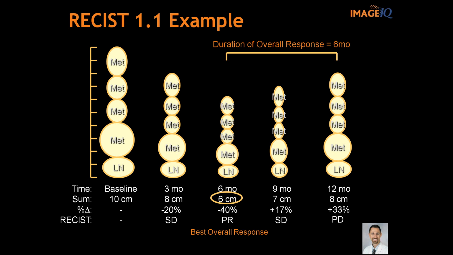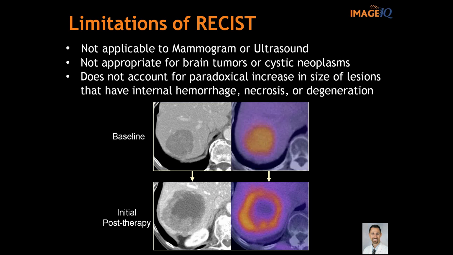There are some limitations to RECIST. We don't really use it in mammograms because, of course, you're compressing breast tissue in the mass. We don't typically use it in ultrasound. It's not necessarily reliable, in that the axis you choose could vary with ultrasound. It's not particularly appropriate for brain tumors. You literally could use it there, but we don't typically do that.